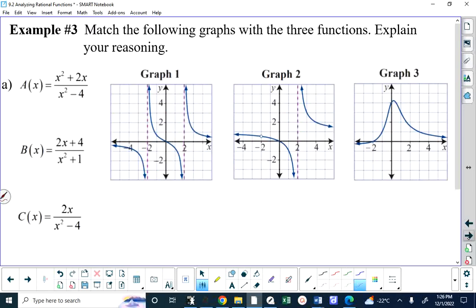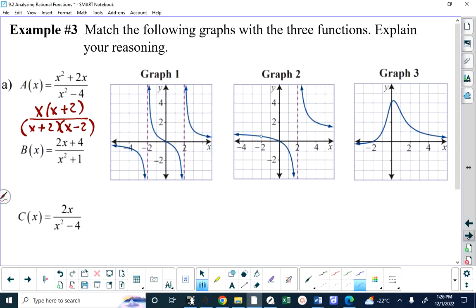All right, match the following graphs. So in order for you to analyze rational functions, you want everything to be factored. So when I factor this, I get x times x plus 2 over x plus 2, x minus 2. I hope you can see, that might even be one of the functions that we just analyzed. I hope you can see that one of those non-permissible value factors cancel and the other one doesn't, which means there will be a hole and a vertical asymptote. It must be graph 1.